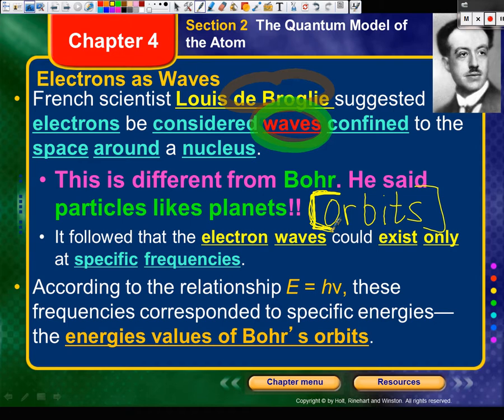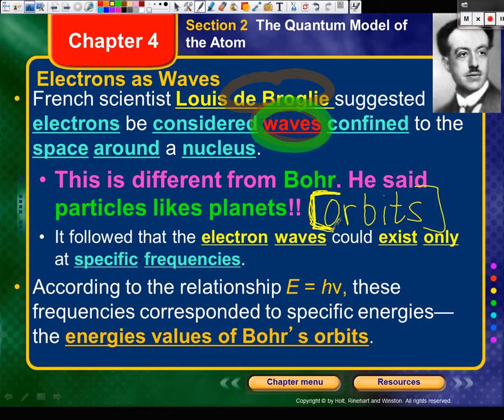Planck's constant. We've looked at that formula. The energy equals Planck's constant times, and that's not a V, that's a nu, which is frequency. So we talked about Planck, who came up with that, and then we talked about Einstein adjusting it a little bit. These frequencies corresponded to the specific energy values of Bohr's orbits.